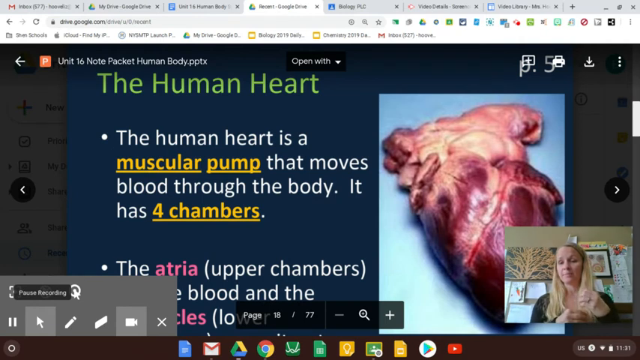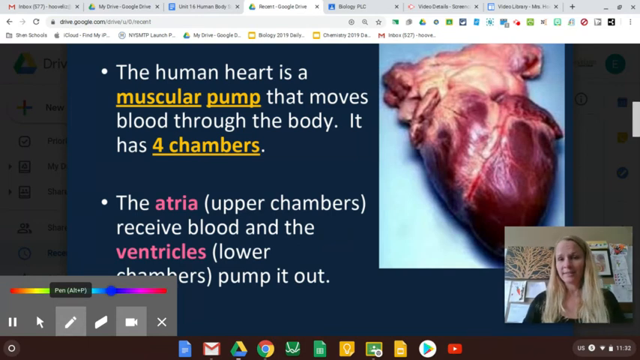So every time you hear that lub dub, lub dub, lub dub, that's your blood being pumped to the tip of your toes and back, up to the top of your head and back. Lub dub, lub dub. It's your blood being pumped throughout your body.